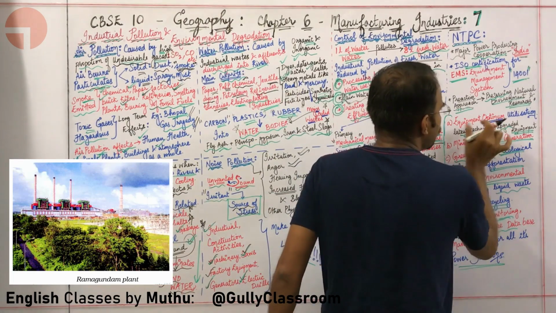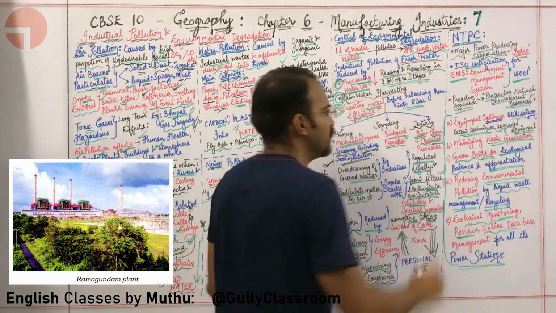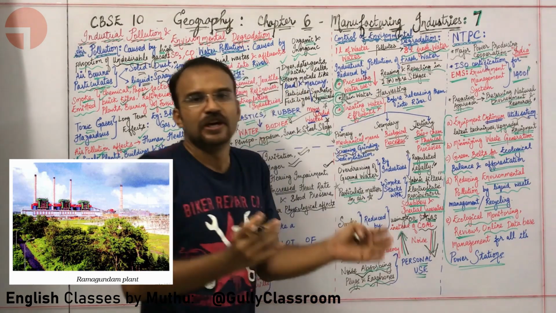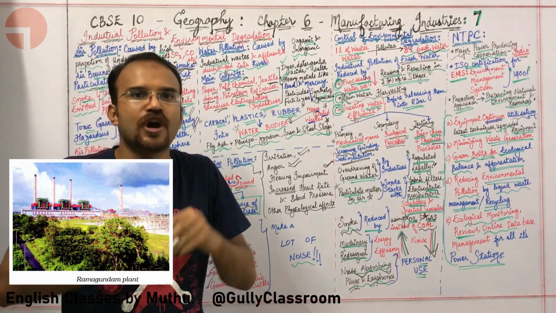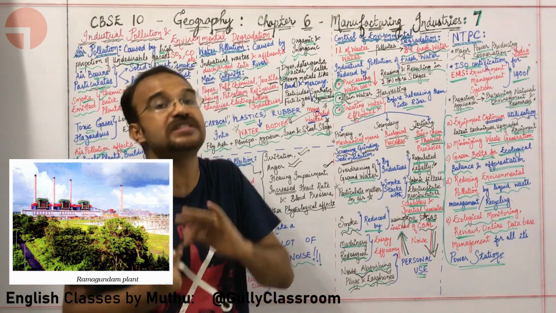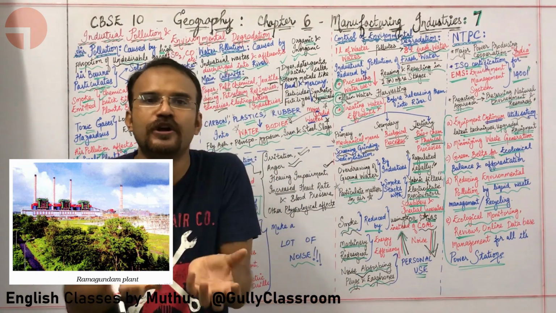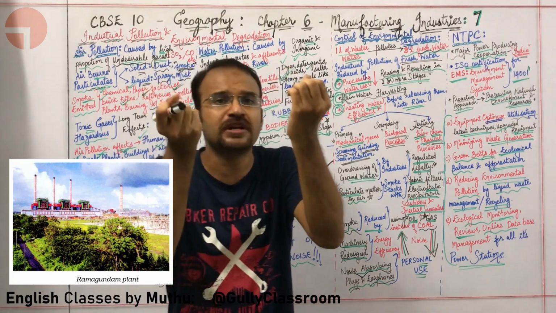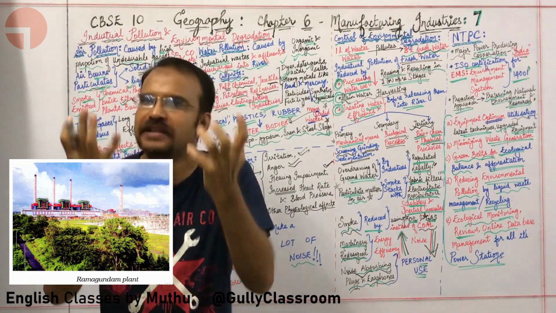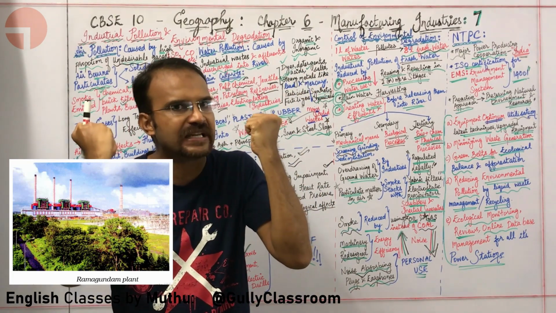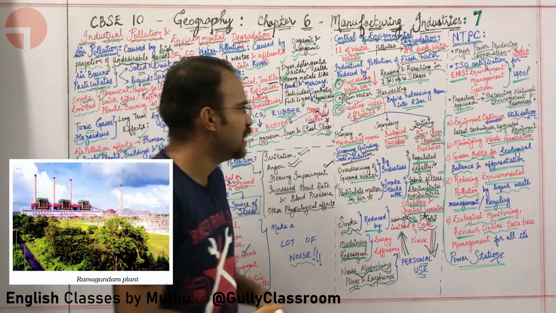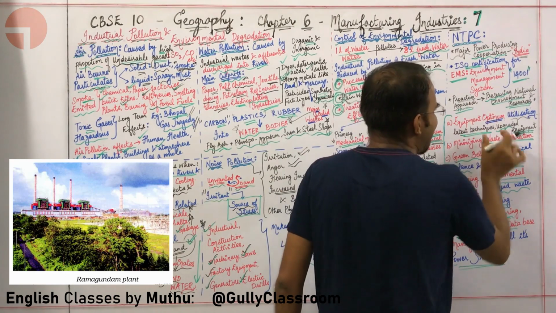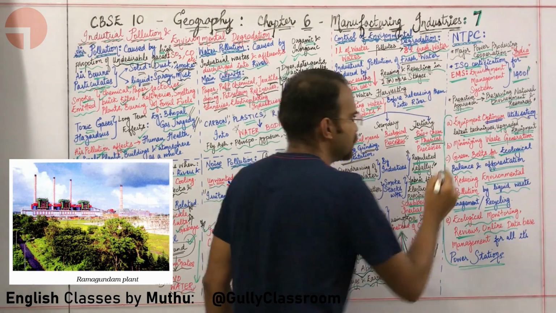Point A. Equipment is optimally utilized. Equipment optimally, what is it, sir? You are always upgrading the equipment because you are always using the latest technology with upgraded equipment. You are consuming less energy, producing more output, producing less noise. So equipment has to be optimally utilized.